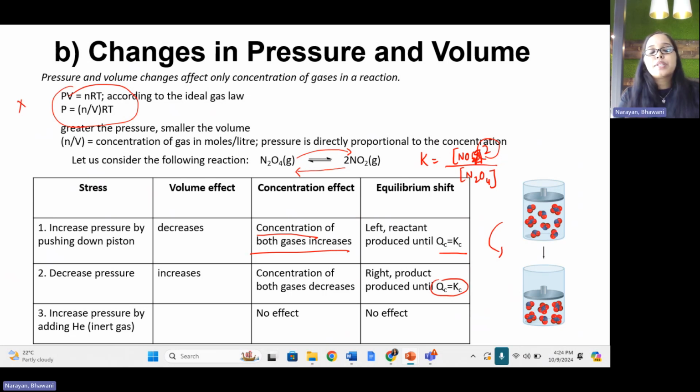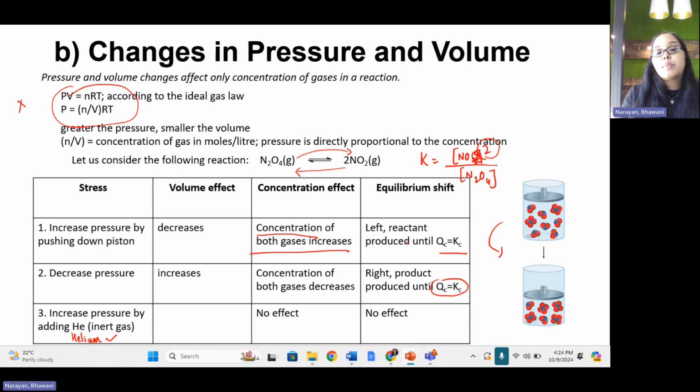Okay, if you have no questions, then let's try increasing the pressure by adding helium, which is an inert gas. So He stands for helium. And now we are adding more gas in the same volume. So what happens? There is no concentration effect because the concentration of those gases remains the same, but you are going to increase the pressure by adding extra things into the same volume.